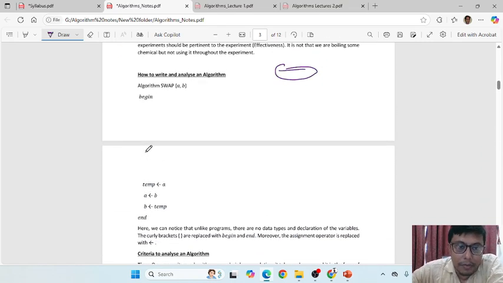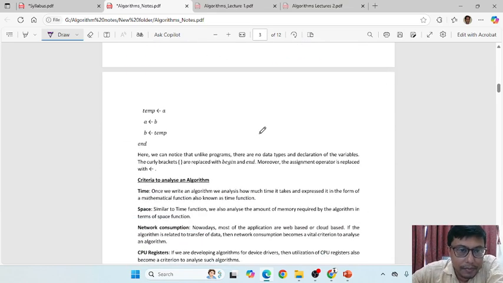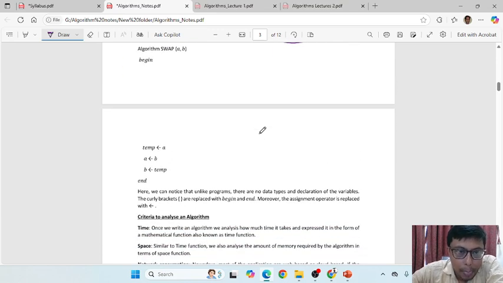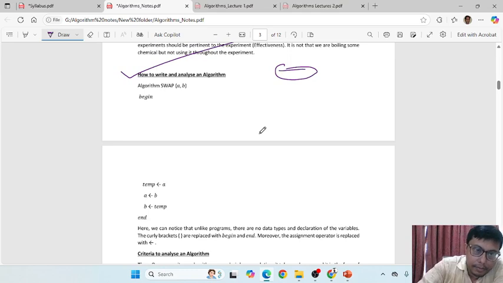Now this is a very important topic: how to write and analyze an algorithm. You see this algorithm; you are all aware of how to swap the values of two variables. You have already done that in your previous semester. These algorithmic steps swap the values of two variables using a third variable. This is the corresponding algorithm for that.